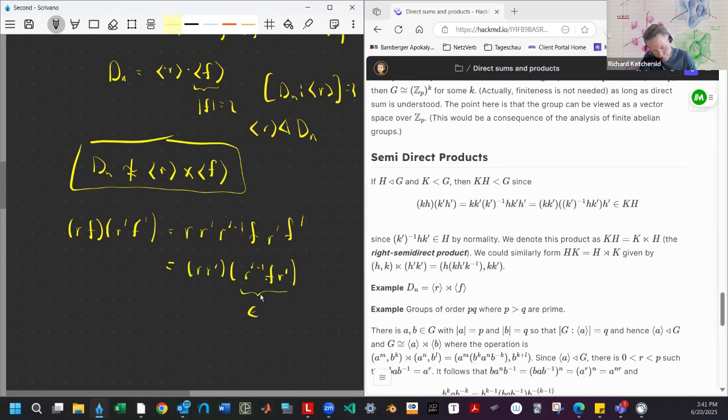Sorry, I've got this backwards. Let me back up. I want to squeeze R between the F's. So I'm going to have R, and then I'm going to have R. Let's see, how do I want to do this? Sorry, let me pause for a second and remember what I'm supposed to be doing here. Oh, I can never pause this fast enough.